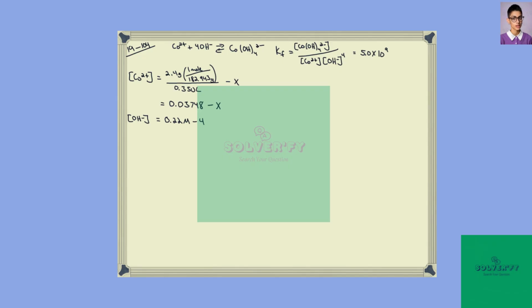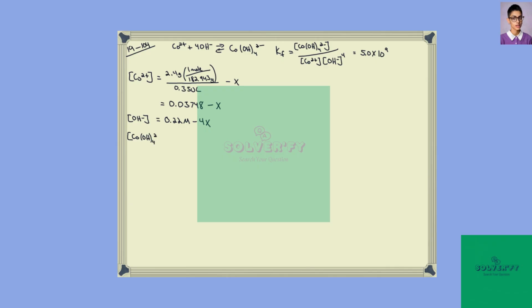The hydroxide concentration will be equal to the amount that we started with. We start with a potassium hydroxide solution at a concentration of 0.22 molar. So this is the initial concentration of hydroxide. I will then subtract off the change that occurs when the hydroxide is consumed in order to make the product. If this is changing by X, then because this coefficient is 4, the change in hydroxide will be 4X.